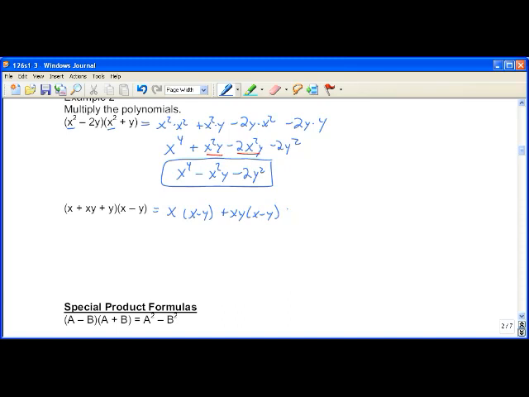Plus y times x minus y. So it's x squared minus xy plus x squared y minus xy squared plus xy minus y squared. See, y times x is the xy.